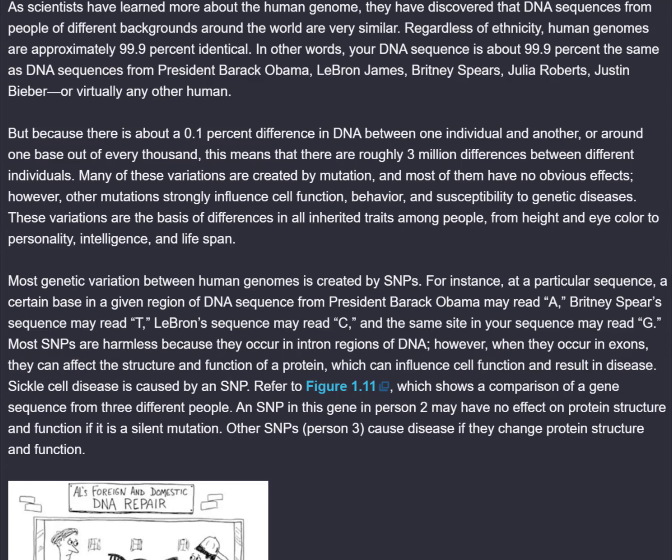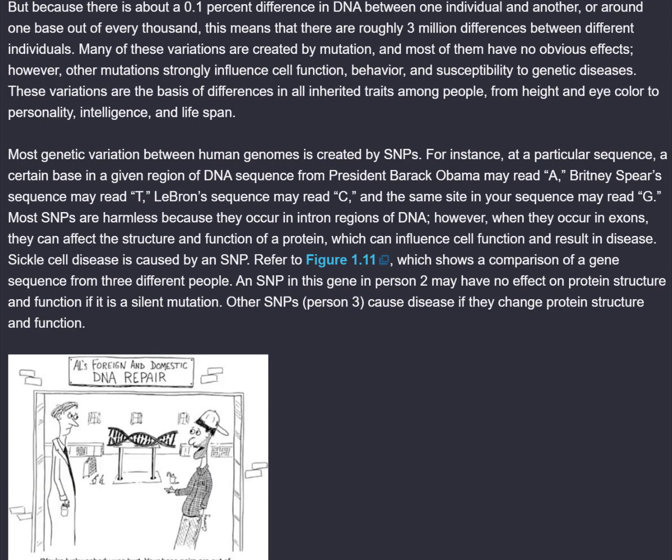As scientists have learned more about the human genome, they have discovered that DNA sequences from people of different backgrounds around the world are very similar. Regardless of ethnicity, human genomes are approximately 99.9% identical. In other words, your DNA sequence is about 99.9% the same as DNA sequences from President Barack Obama, LeBron James, Britney Spears, Julia Roberts, Justin Bieber or virtually any other human.